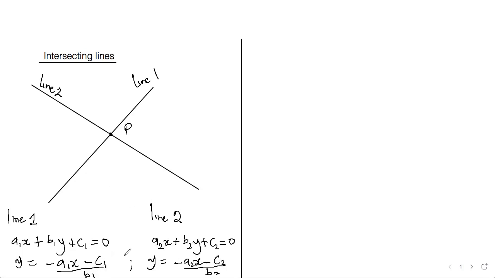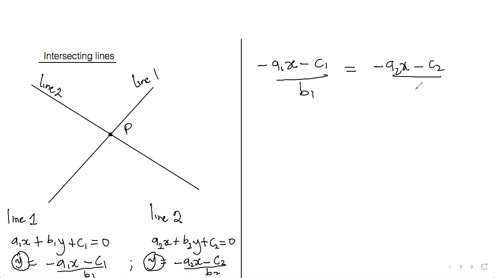So if I have the equation in this form, then I can equate the two y's. This is y and this is also y. Because they are intersecting, I can say they are equal. The coordinate of that point will be the same. So I can say that minus a1x minus c1 over b1 equals minus a2x minus c2 over b2. What I've done here is just to make y the subject of the formula in each case and equate them.